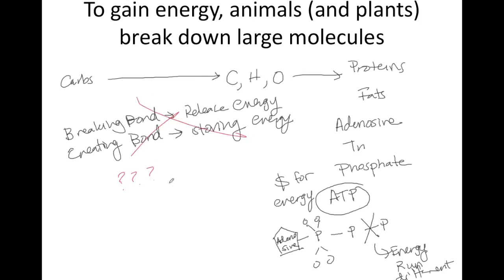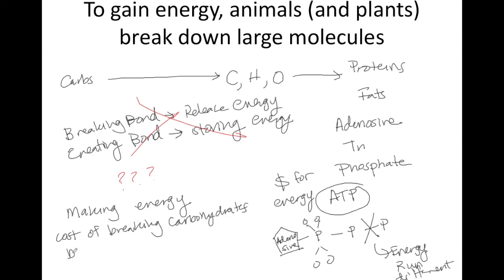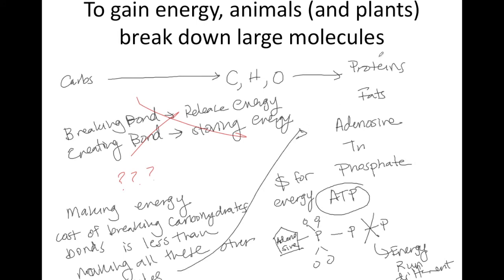Think of it as like a sum. Okay, so when we're saying we're making energy, okay, or we're gaining energy, what we're saying is that the cost of breaking carbohydrate bonds is less than making all these other things, right? So making proteins, fats, ATP, that all can do other things, that's going to cost less than breaking carbohydrate. So it's like an investment, okay? Breaking down large molecules is like an energy investment.